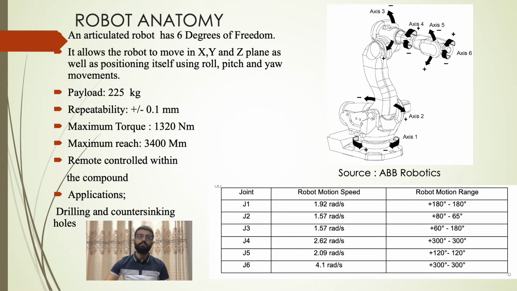In this slide, you can see the robot anatomy with its specifications. This is an articulated robot which has 6 degrees of freedom. It allows the robot to move in XYZ plane as well as positioning itself using roll, pitch, and yaw movements. The payload on the robotic wrist is 225 kg. It has a maximum range of 3.4 meters where it's able to access all the fuselage and drill holes in it. It is remotely controlled within the compound, and the application of it is drilling and countersinking holes. As you can see on the table on the right, it shows the robotic motion speed and the robotic motion range.